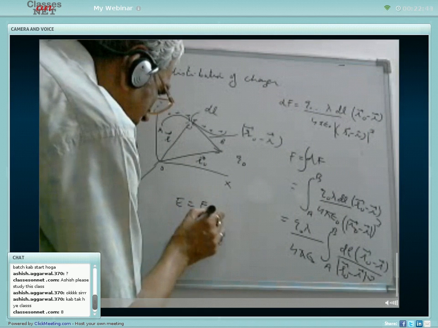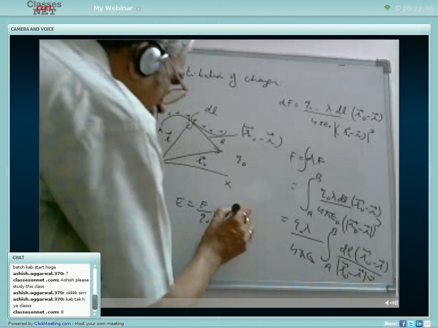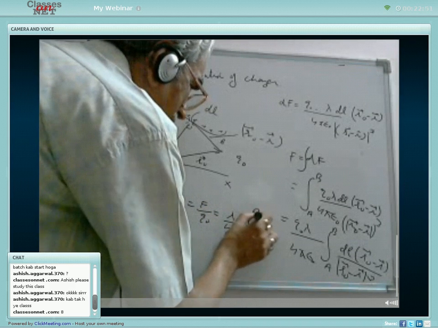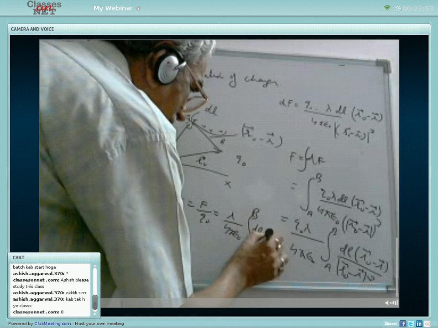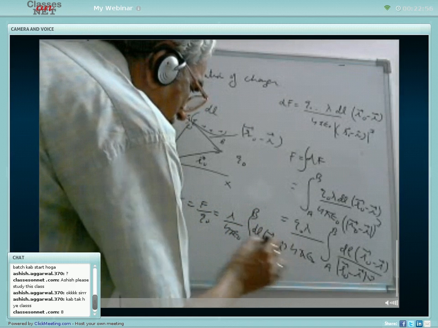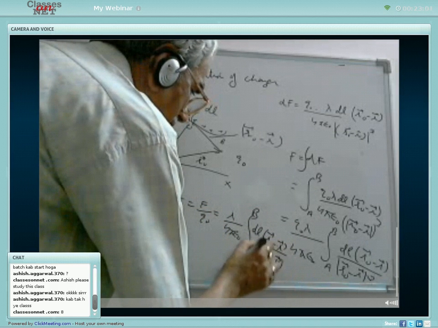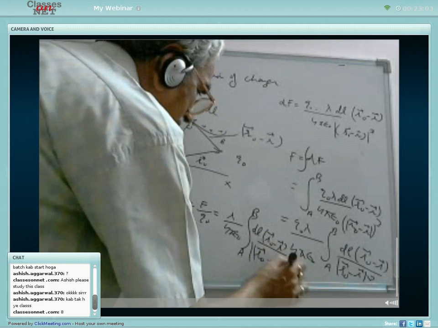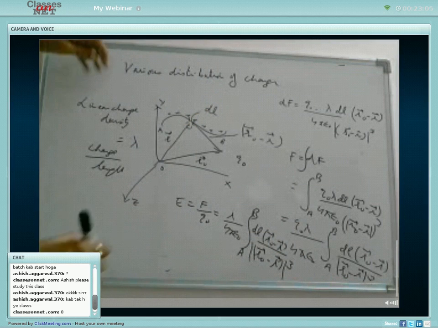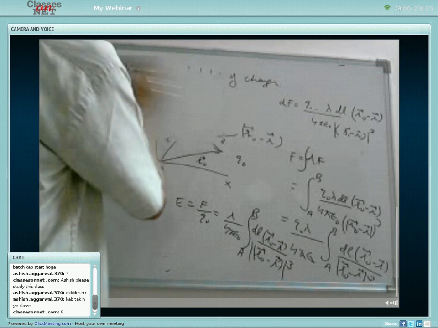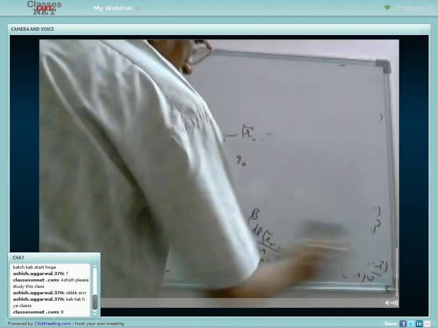E will be equal to F upon Q0, which is lambda upon 4 pi epsilon 0 integral A to B dl, R0 minus R upon R0 minus R cube. So in this way, for linear distribution of charge, we can find electric field by first finding force and then electric field, force upon Q0. Now second distribution of charge is surface distribution of charge.